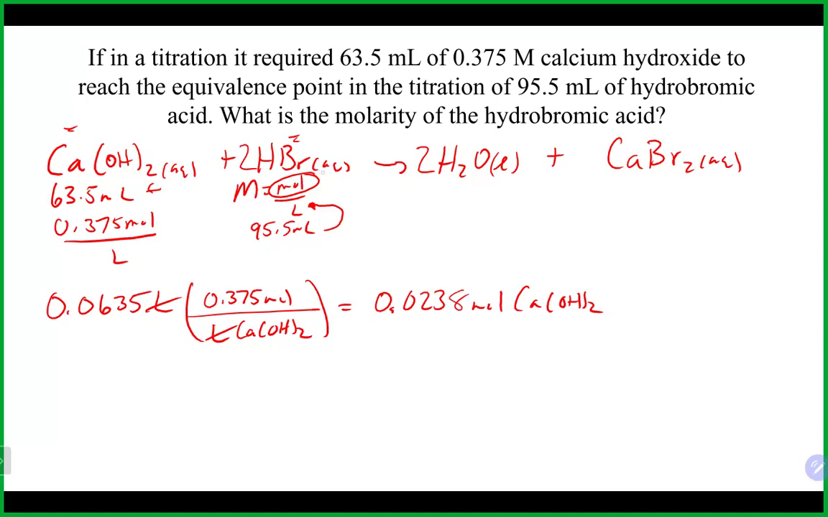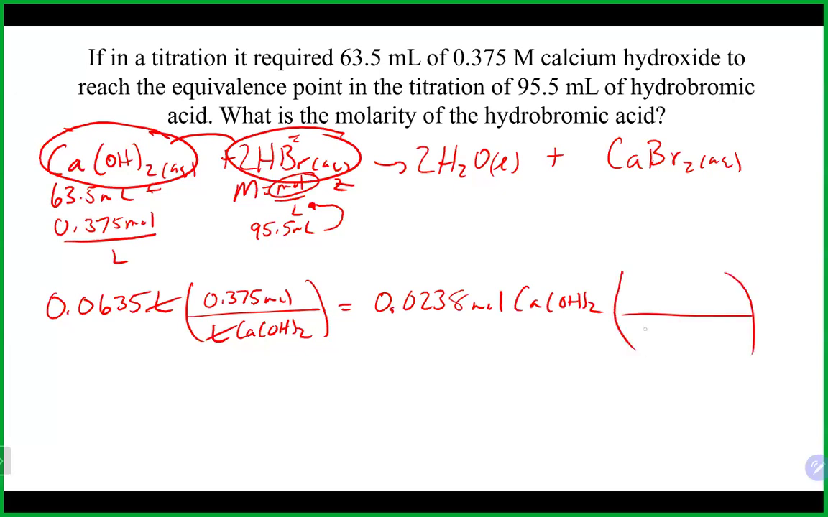Once again, we need to get over to the HBr, so that is where the stoichiometry comes into play. It is a 1 to 2 relationship between those two from the balanced equation. So 1 mole of calcium hydroxide gives me 2 moles of HBr. That is the stoichiometry part here, and we'll times that by 2. That's going to get me 0.0476 moles of HBr.